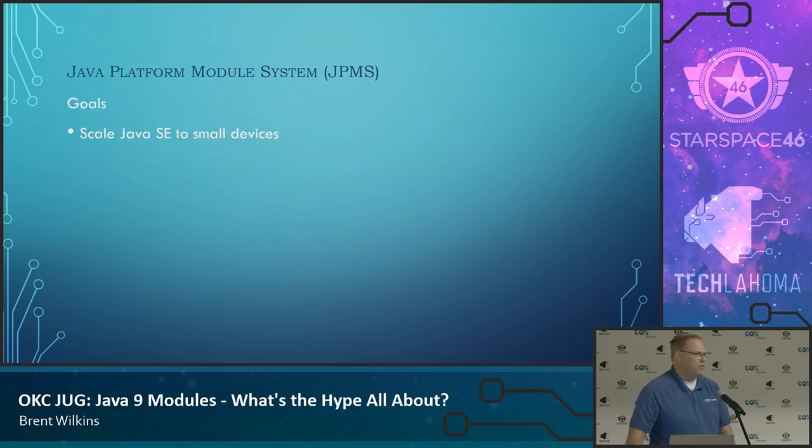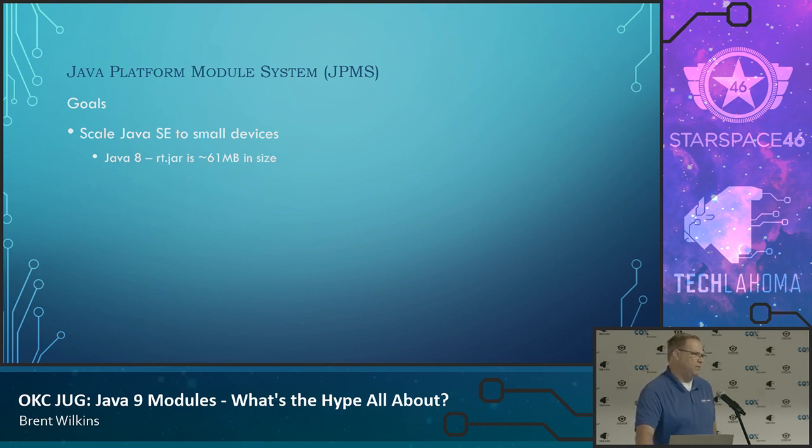So what are the goals of the Java Platform Module System? One of the big goals was to scale Java SE for smaller devices. Right now, whenever you deploy the rt.jar, for Java 8, that's approximately 61 megabytes. And it's full of a lot of stuff that you're probably never going to use, such as java.corba. They're deprecating it, even though it's still there, and they're hoping to remove it in the next release or two.